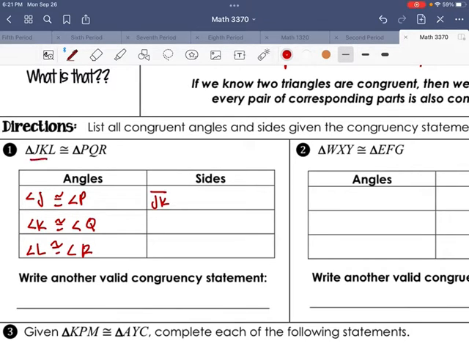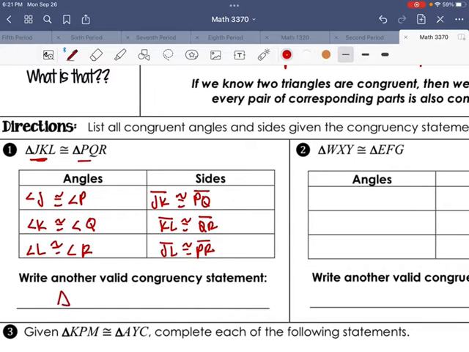Notice how JK, those are the first two letters. So they're going to correspond to the first two letters on the other triangle. And then KL, so it's all about matching up the letters, is congruent to QR. And then JL is congruent to PR. And then we can write another valid congruency statement.